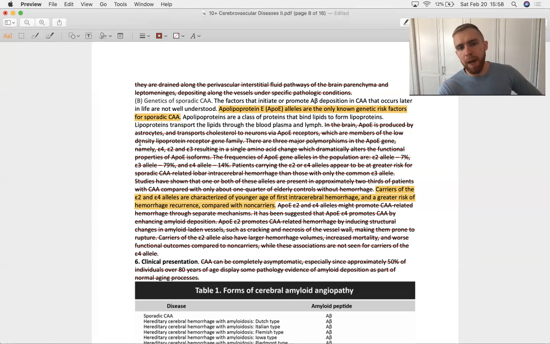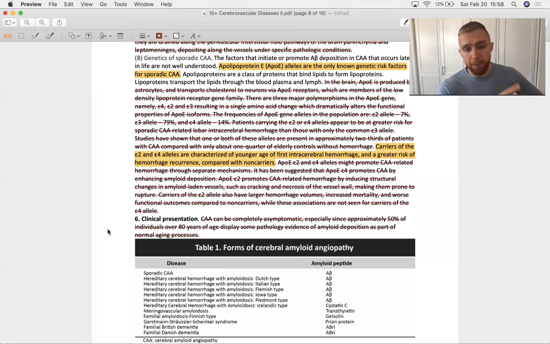So what you need to know about this apolipoprotein E is that there's a couple of variants. There's an epsilon 2, an epsilon 3, and an epsilon 4. And in fact, if you have the epsilon 2 or epsilon 4 allele of the ApoE protein, then you are at an increased risk of cerebral amyloid angiopathy.